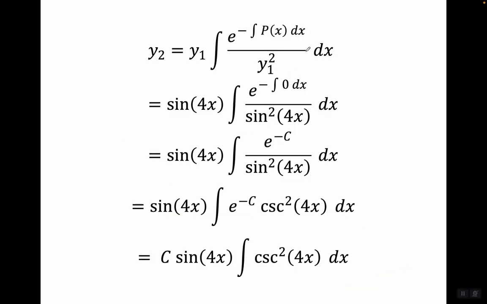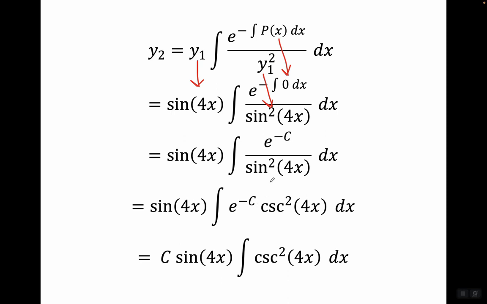Okay, so here's our general solution. We plug in y1, our other solution, sine 4x. In this case, p of x is 0, and again, y1 is just sine 4x. So we have sine 4x times the integral of e to the negative integral of 0 dx all over sine squared 4x dx. We can rewrite this. The integral of 0 is just going to be some constant c, so we're just going to write that as e to the negative c.